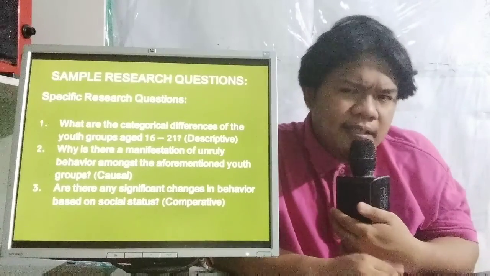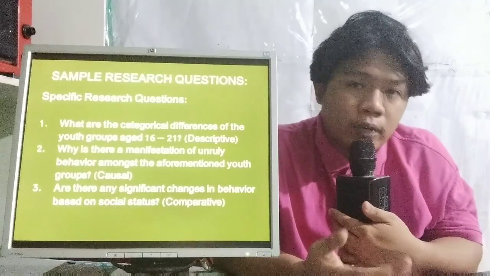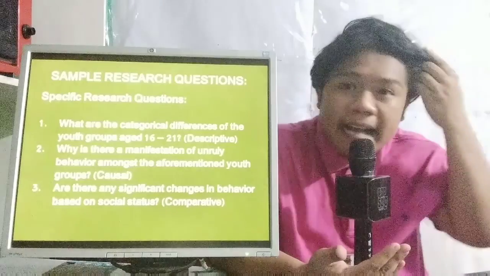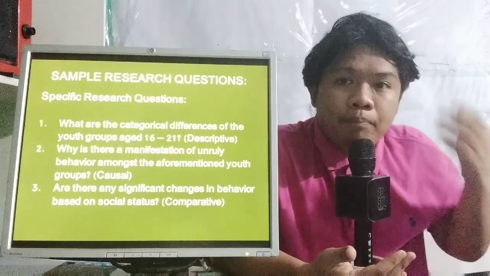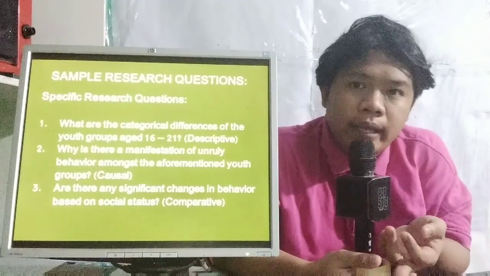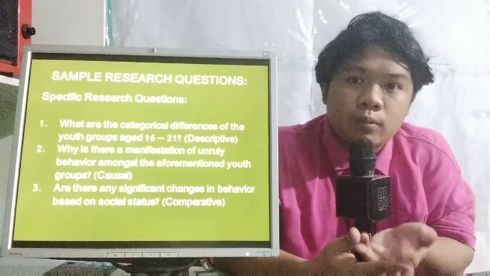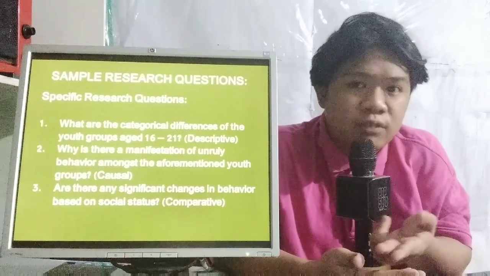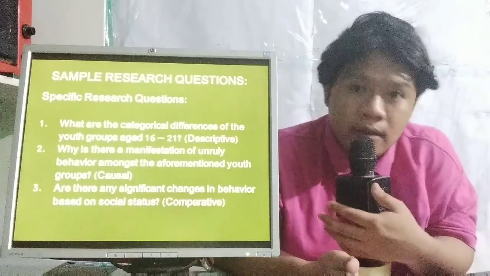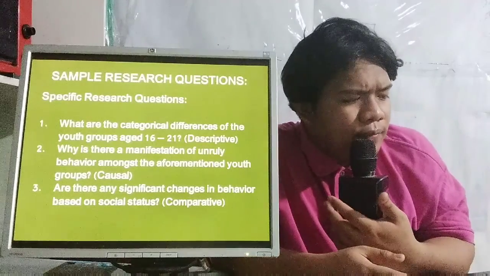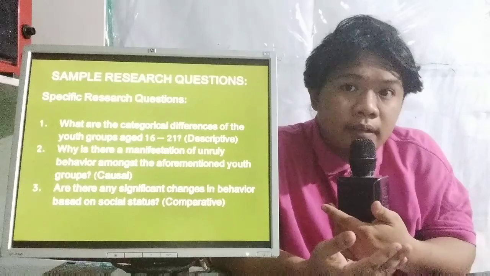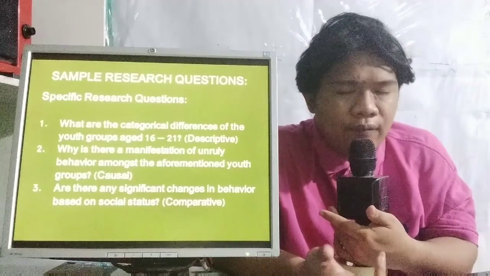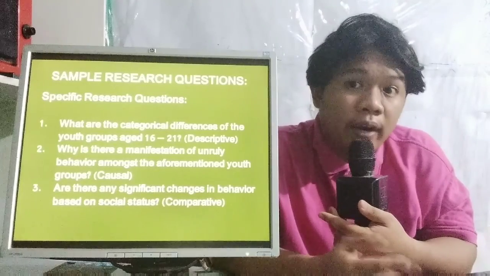Now, secondly, why is number 2 considered a causal question? Because ultimately, it asks the question why. In causal questions, we look for the cause. We tend to explain phenomena as well as how and why they exist or manifest themselves in actual reality. So, why is there a manifestation of unruly behavior? I already provided the very point of my research, which is to discuss unruly behavior amongst the aforementioned youth groups in terms of the quarantine measures.